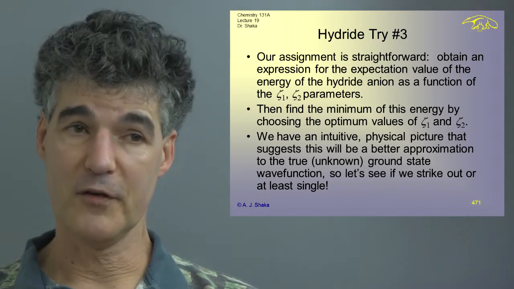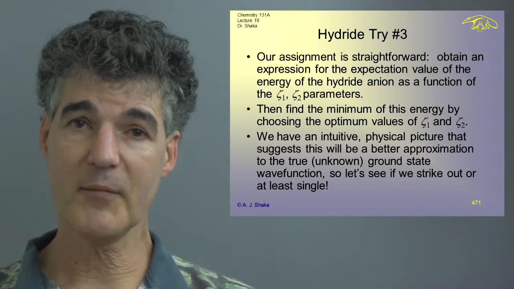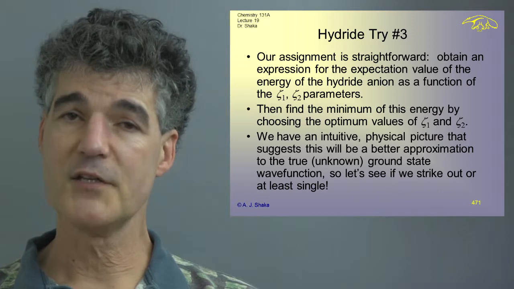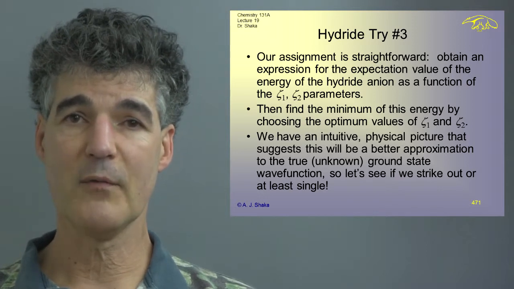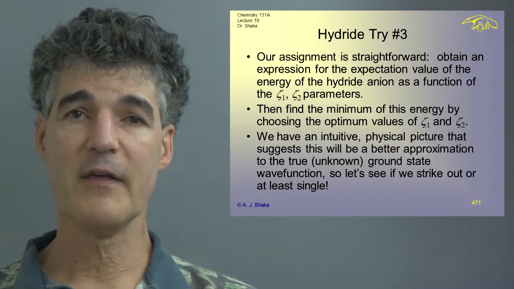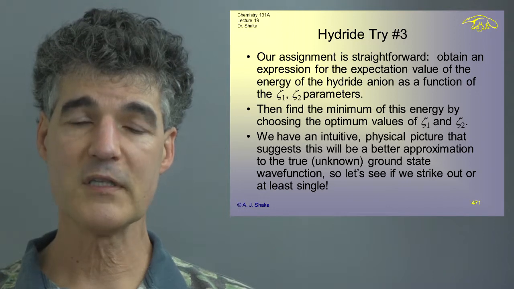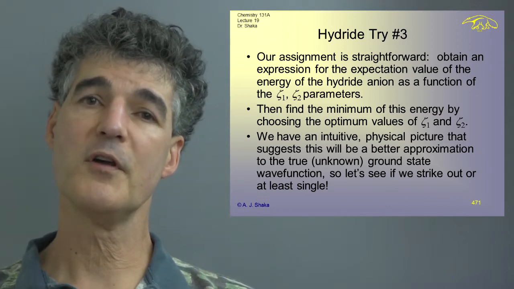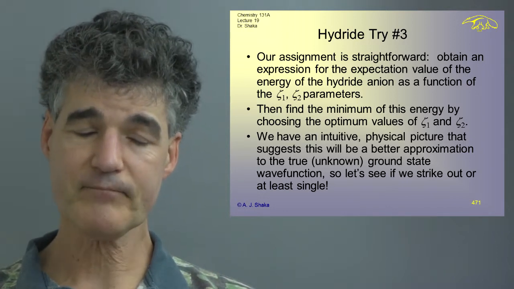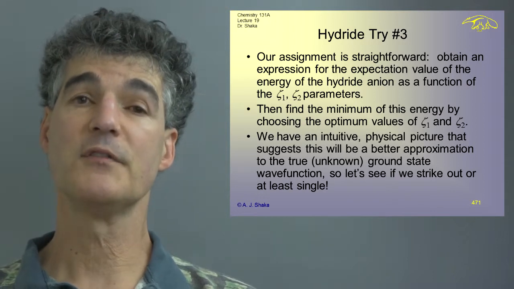Then what we have to do is find the optimum energy by choosing the correct values of zeta 1 and zeta 2. And they should be different. And of course, because either one of them could be the inside one, there are two equal solutions.